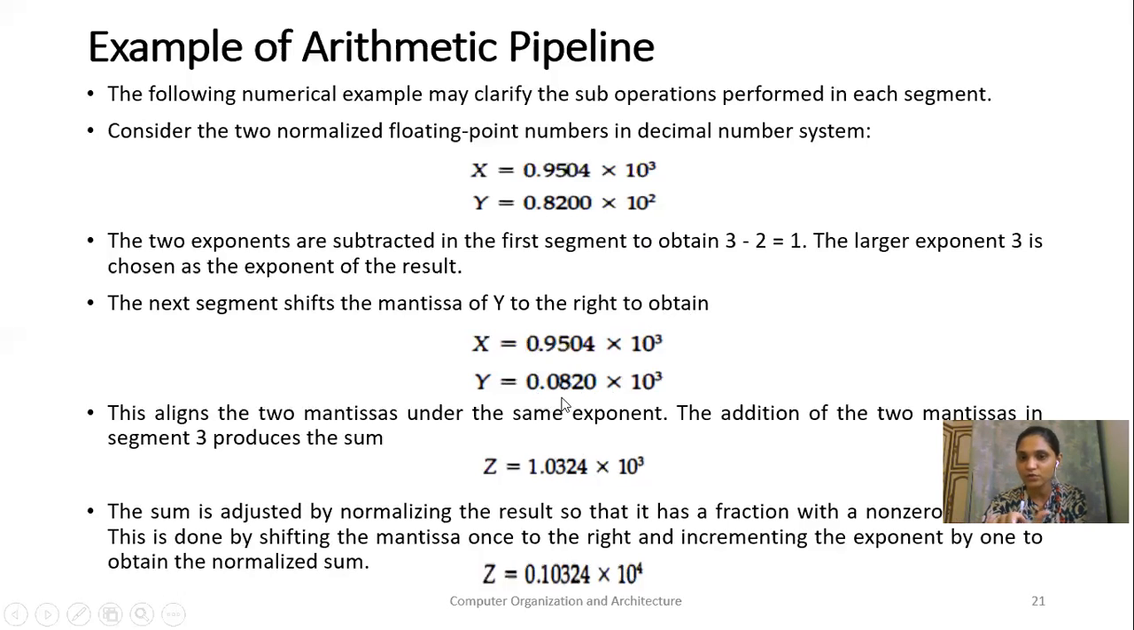To decrease, you have to shift this left side. But here we require to increase, so we will shift these numbers to the right side, and the exponent will be incremented by 1. Okay, so this is our shifted version of our number. Then we want to do addition of these numbers.